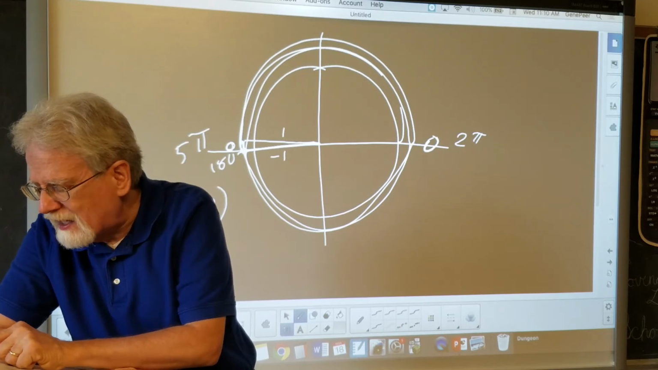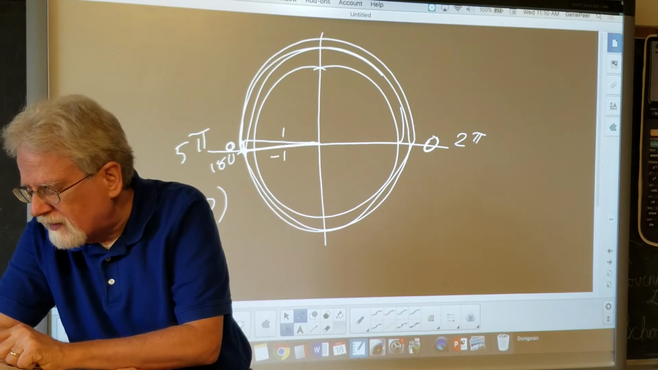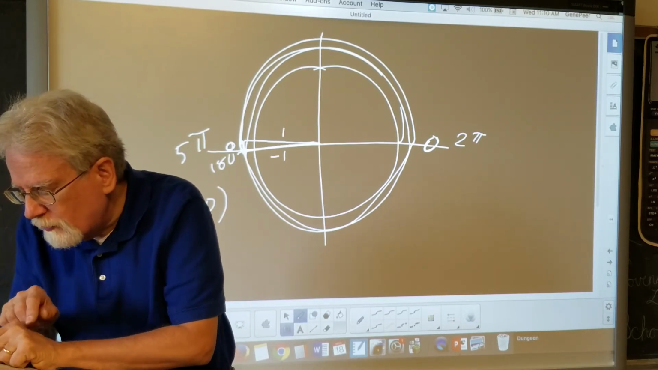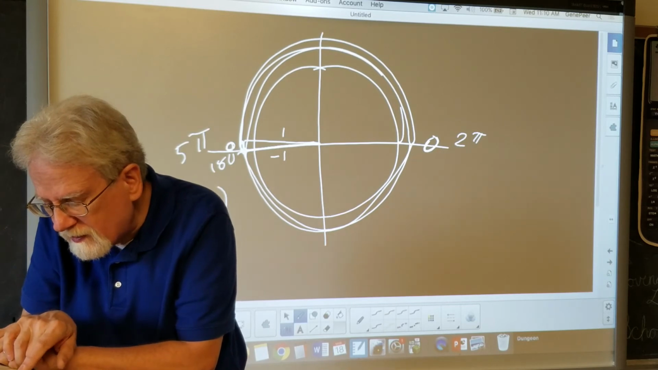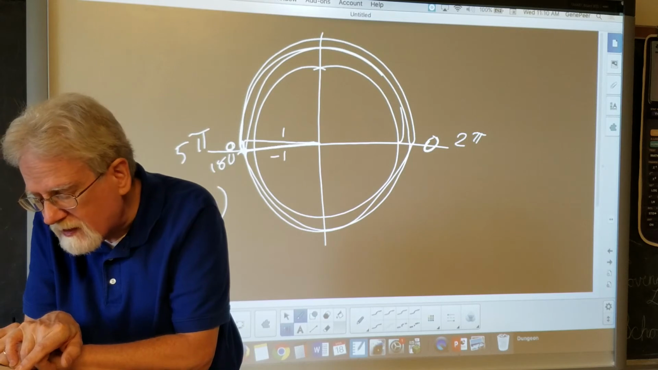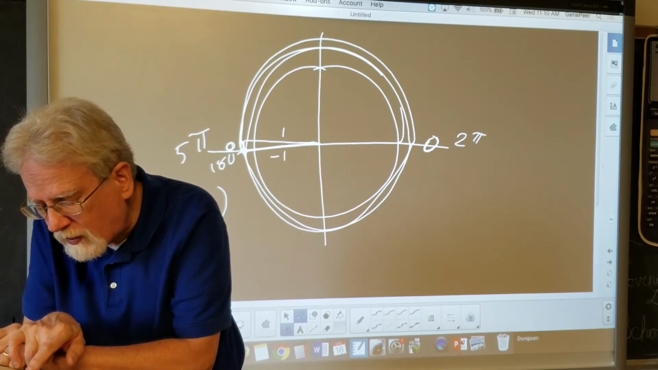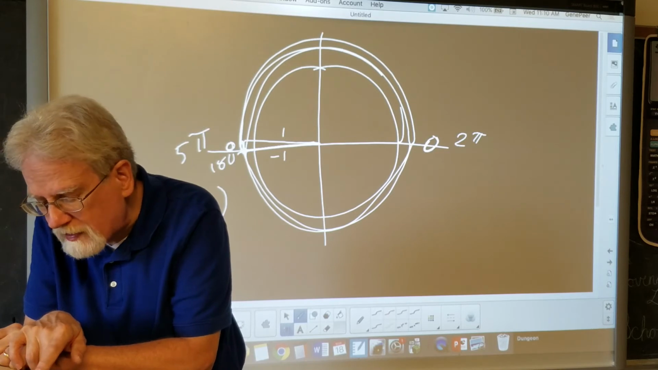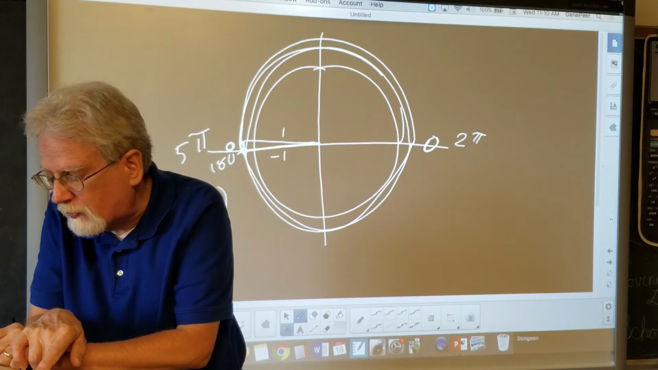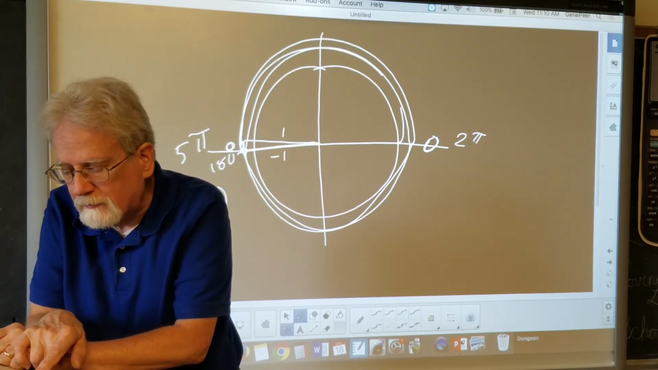Cosine is -1. Watch out for the signs. Tangent is 0. Cotangent is undefined because you can't divide by 0. Secant is -1, and cosecant is undefined because you can't find the reciprocal of 0. It doesn't exist. You can't divide by 0.